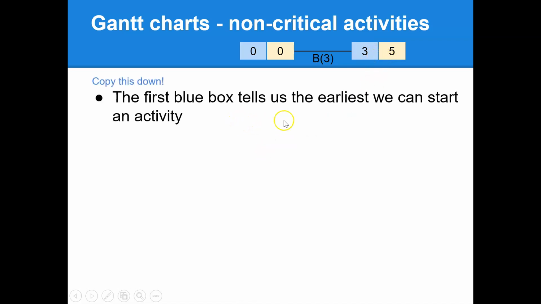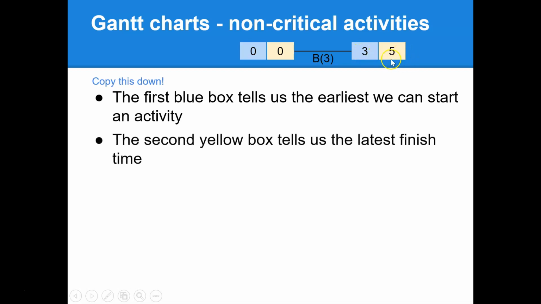So the first box tells us the earliest we can start, right? So we can start activity 0 at 0, and we can start B at 3. And then the second box here tells us the latest time we can finish it.